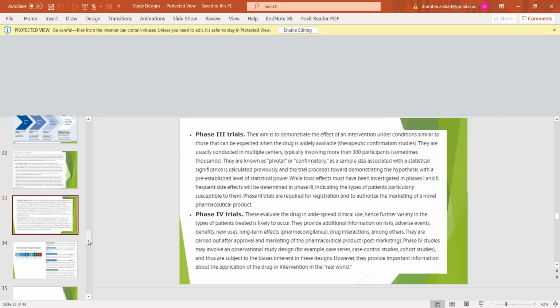In phase 4 trials, once the vaccine or the intervention or the drug has entered the market, we need to evaluate the long-term safety of the drug or the vaccine. So that enters the phase 4 trial. The post-marketing surveillance is done in this phase.